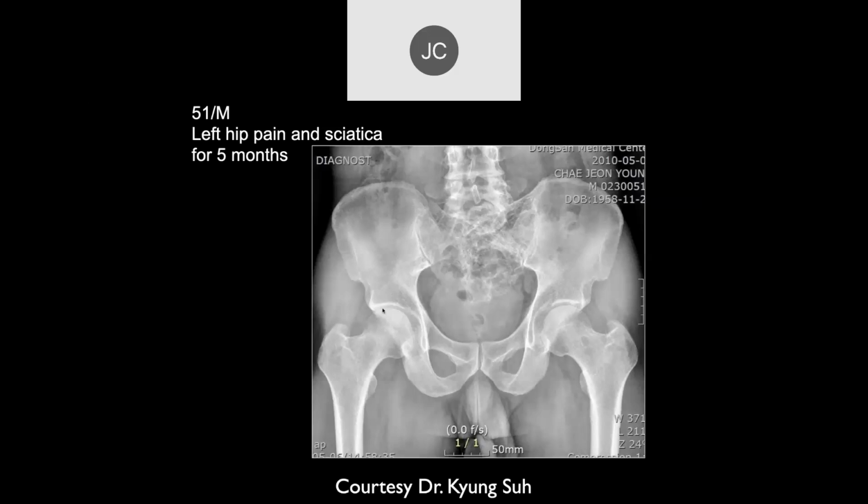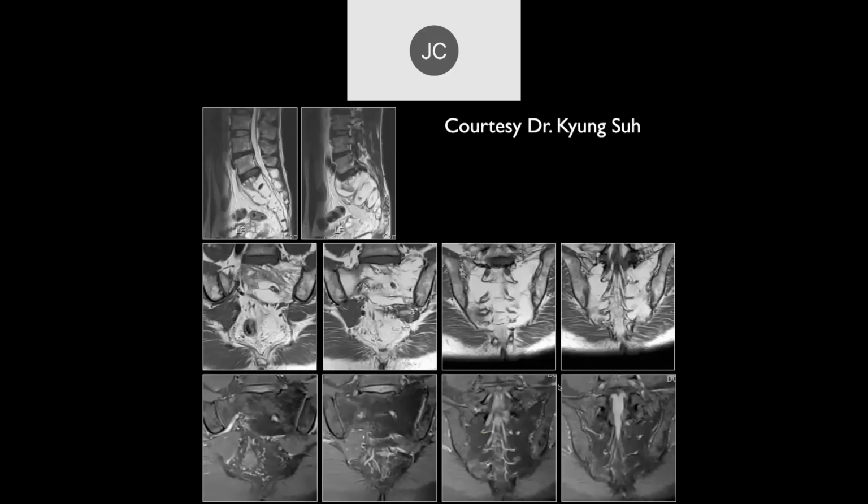The left SI joint looks abnormal, left sacrum. SI joint looks like on these... Here's T2, is it T2 or T1? I think this is T1 up here, and this is probably PD fat set down here. That's a T1. That's T2. Sagittals here.